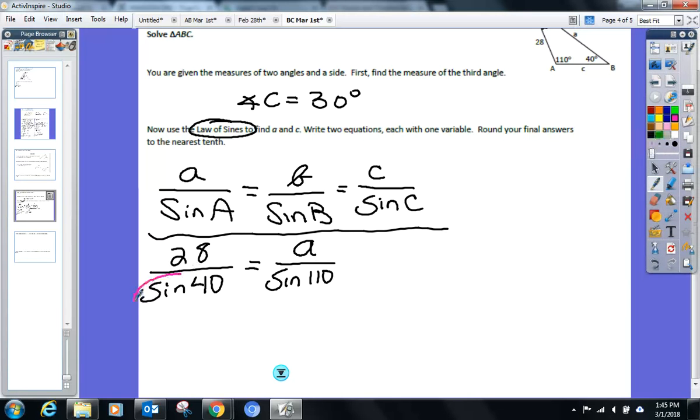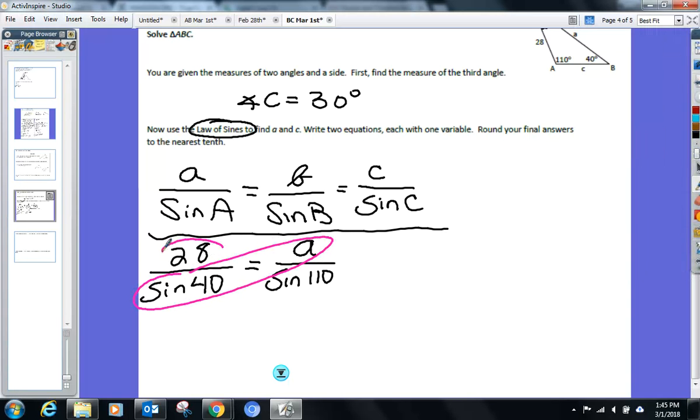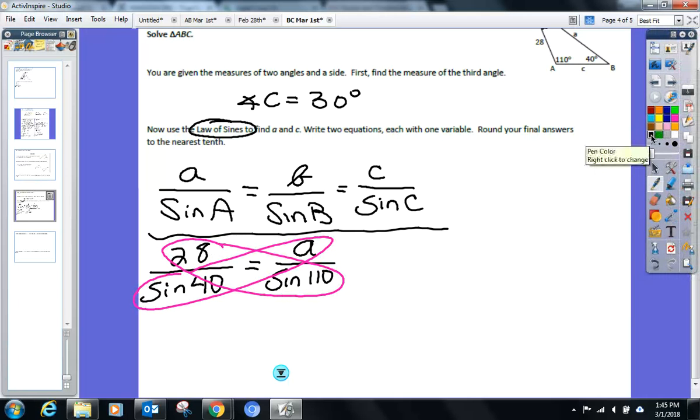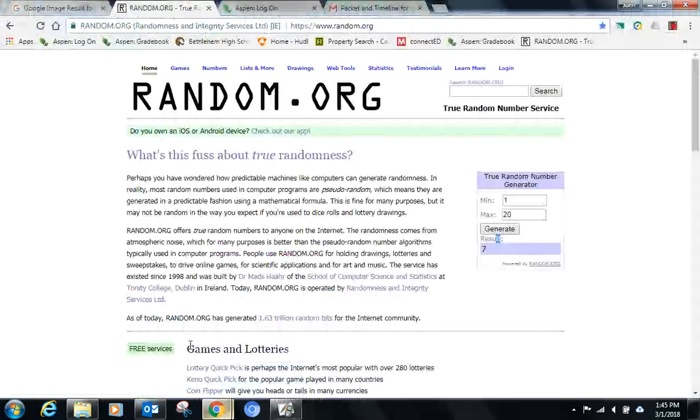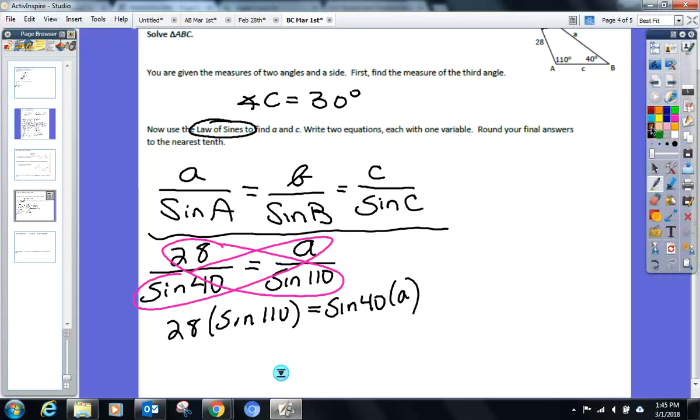We're going to cross multiply. So 28 times the sine of 110 equals sine of 40 times A. Question to you guys, how do I solve for side A now? 19. Here we go.